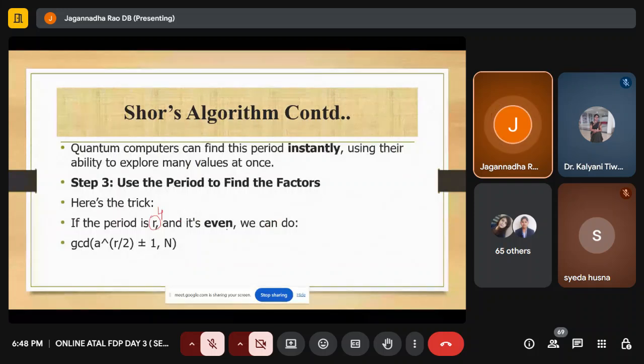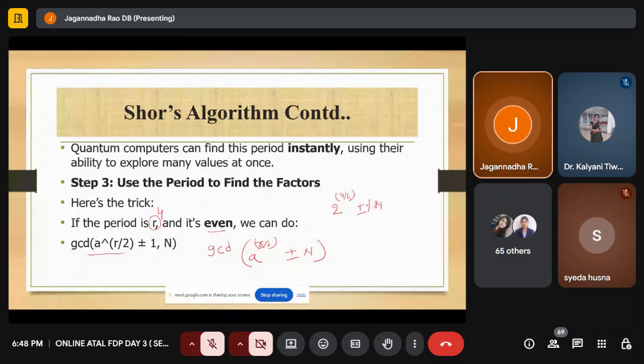Since it is even, you follow the rule: calculate the greatest common divisor of a power r by 2 plus or minus 1, comma n. For this you calculate the GCD. What is the r value for this example? It is 4. The a value you chose is 2. So it is 2 power 4 by 2, plus or minus 1, comma n, and n we already know is 15.